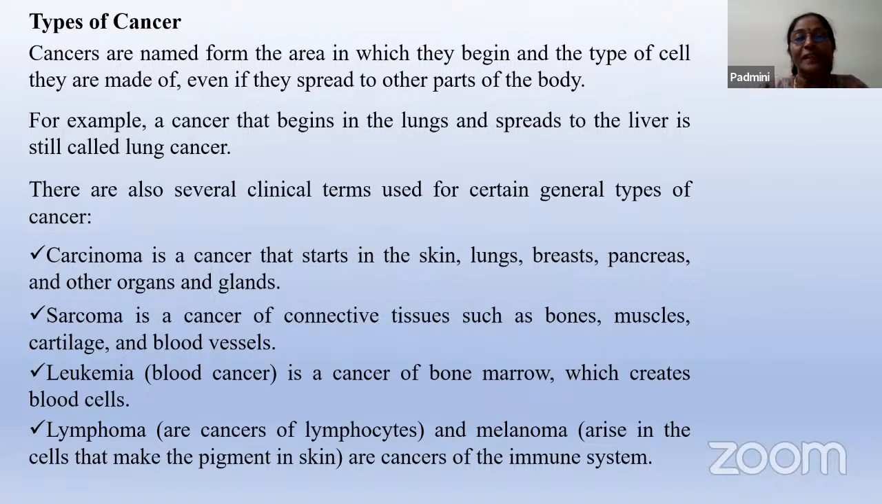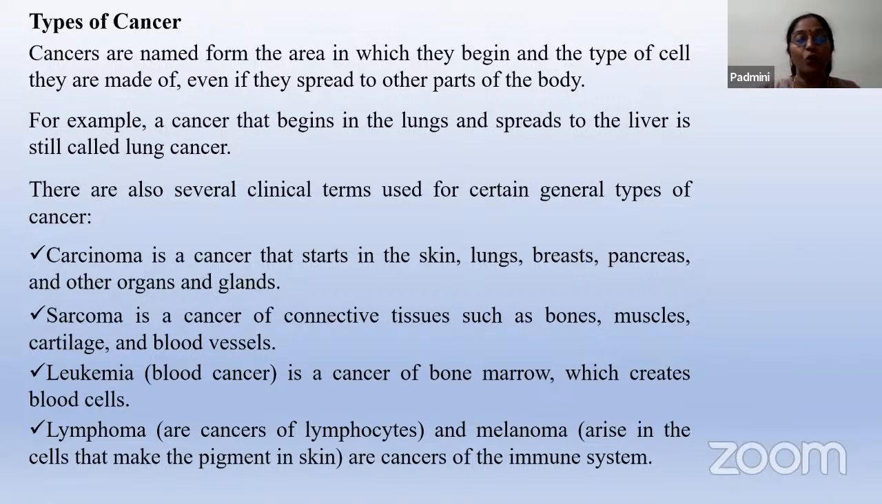There are several clinical terms used for certain general types of cancer. A carcinoma is a cancer that starts in the skin, lungs, breast, pancreas, and other organs and glands. So when you're talking about carcinoma, it can occur in the skin, lungs, breast, pancreas, and other organs and glands. Then you call it carcinoma.